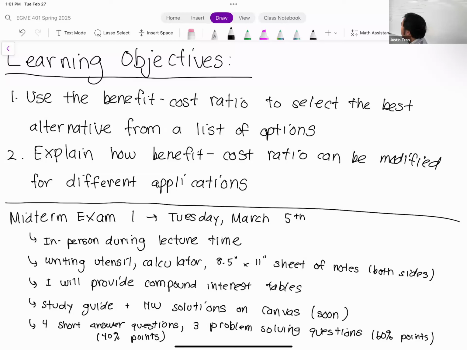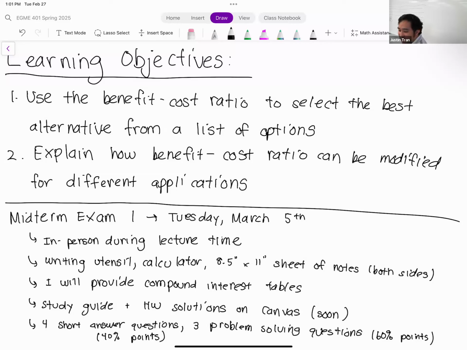In terms of what you can bring: your writing utensil, whether it be a pencil, pen, whatever you feel most comfortable with, a calculator, and an 8.5 by 11 sheet of notes. You can use both sides of that sheet. You can handwrite it, you can type it, whatever you feel most comfortable with. Generally speaking, I do recommend that you make your own set of notes, although that's not a requirement. Last year, I saw a lot of people come to the exam and frantically copy their friend's cheat sheet right before the exam, which was kind of crazy to me.